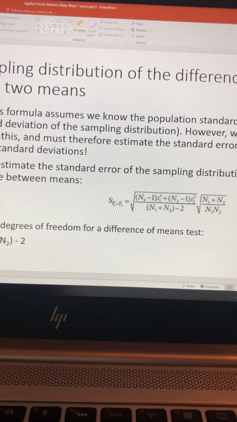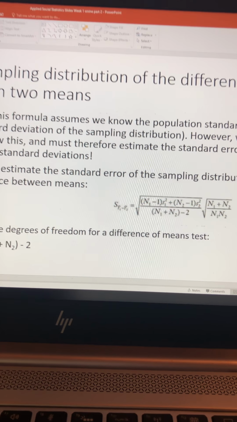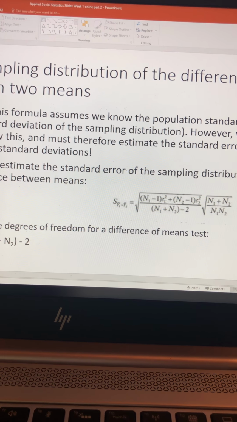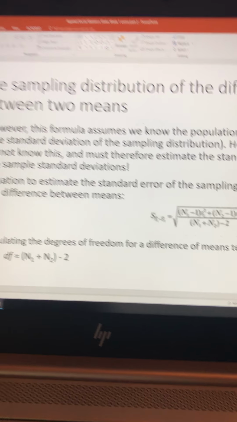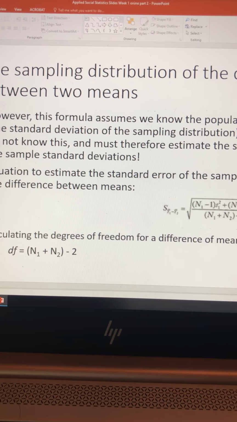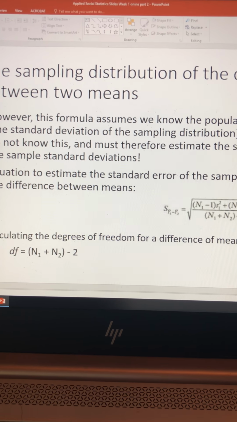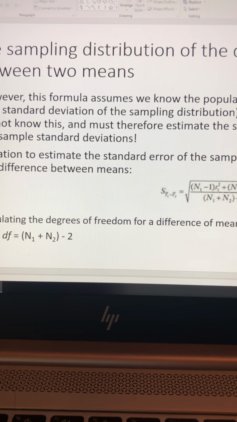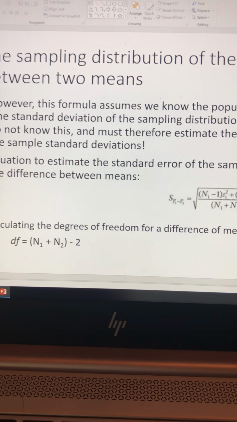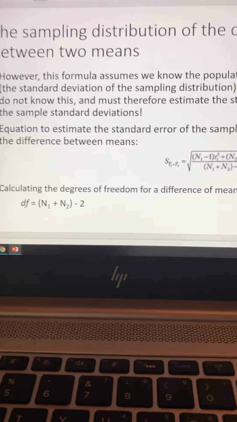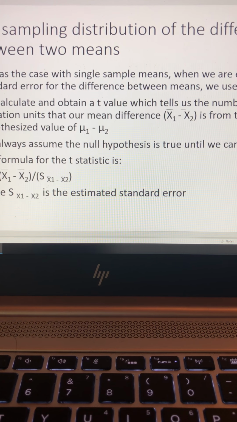So if we're comparing two group means, we use the t-distribution. When we use a t-test, we've got to get the degrees of freedom. The degrees of freedom when we only had one sample was easy. It was just n minus 1. This one's not much harder. It's just add the two samples together and subtract 2. So that equation shouldn't be too difficult for y'all.